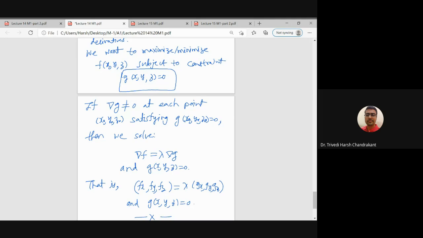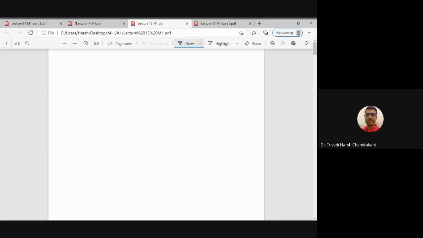But suppose that instead of one condition, we have two functions, g1 and g2, both equal to 0. Then there is a method, and just a small modification is required. Let us write down the formula. So this is basically the Lagrange multiplier method.